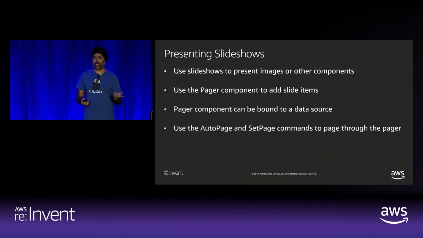And there's a couple of commands that can power slideshows. One is the auto page command, which is very much like saying, hey, here's a bunch of items inside a pager component. Flip the pages on the pager every 4 seconds or every 1 second, whatever you choose to do. The other command is set page. Take me to page number 4. And you can do that with the set page command.